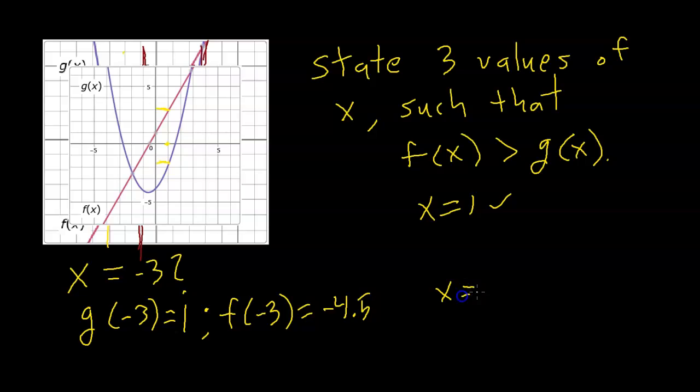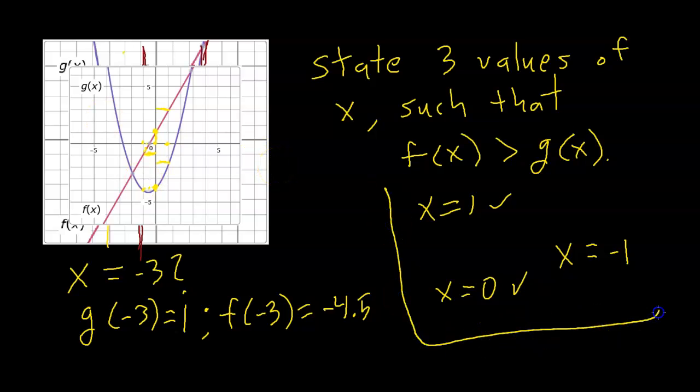What about at x equals 0? At x equals 0 right here, you see that f of x is greater than the corresponding value of g of x. And what about at x equals -1? At x equals -1 right here, the output of f of x is still negative, but the output is even more negative for g of x. So at these 3 values, among many others, the value f of x is greater than the value g of x.